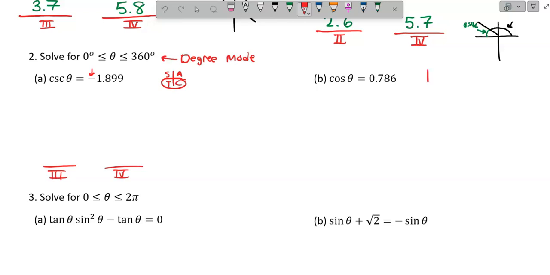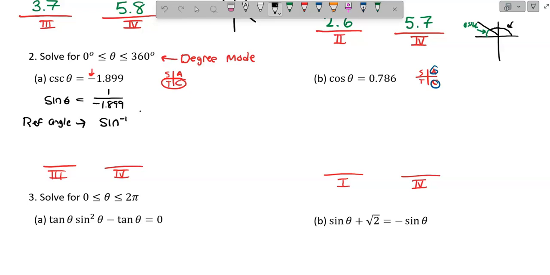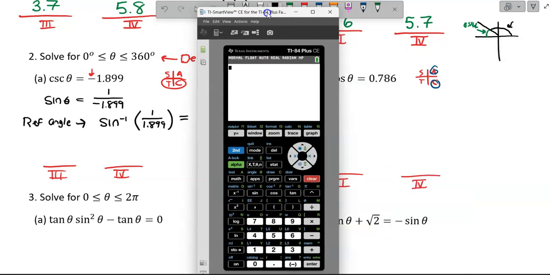And I'm actually going to go ahead and do this one while we're at it. So ASTC, cosine is positive in quadrants 1 and 4. So my answers will be quadrant 1 and then quadrant 4. I just like to put those answer lines down to help me remember what to do. Now, for the reciprocal, as I mentioned before, first thing I'm going to do is write that as a sine ratio. So I can rewrite this as sine theta equals 1 over negative 1.899. And then in my calculator to find the reference angle, what I'm going to type is sine inverse and then the fraction 1 over 1.899. That will give me my reference angle, and then we can go ahead and find my 2 answers.